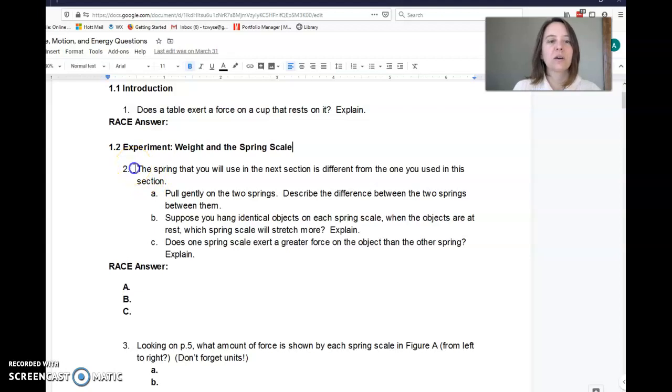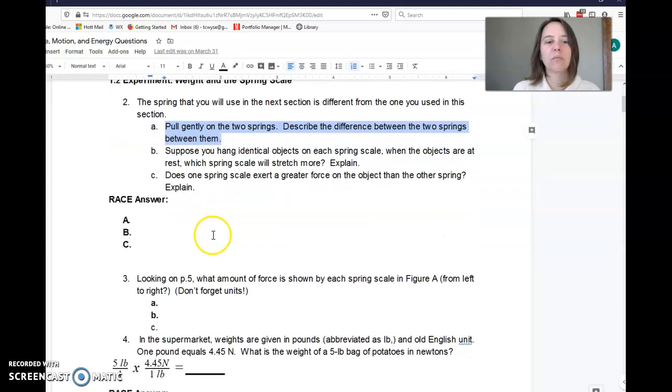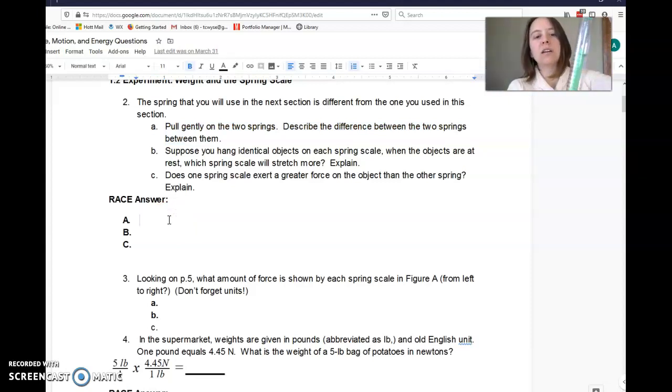Okay, starting with number 2. The spring that you will use in the next section is different from the one you used in this section. Pull gently on the two springs and describe the difference between them. So I will show you. We have a green spring scale and a brown spring scale. When I pull on the brown spring scale, there's some tension there. And then when I pull on the green spring scale, it pulls more easily.